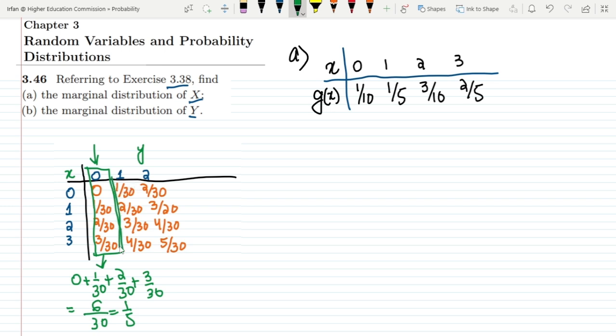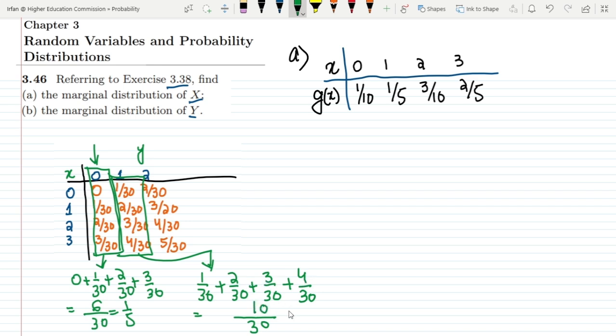Similarly for y equal to 1, what do we have to do here? I have to take these values and add them together. This is for y equal to 1, so I will have 1 by 30 plus 2 by 30 plus 3 by 30 plus 4 by 30. Taking the LCM, which is 30, adding all these values, 1 plus 2 is 3, 3 plus 3 is 6, 6 plus 4 is 10. So it will be 1 by 3. Okay, so this is for y equal to 1.